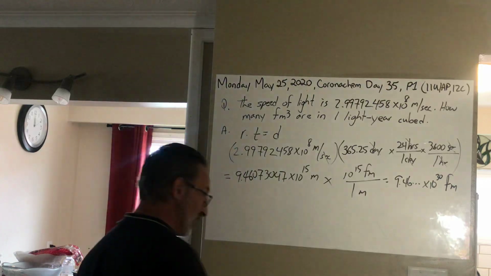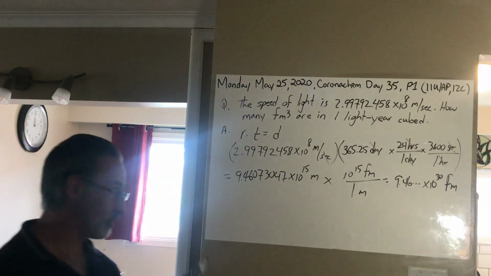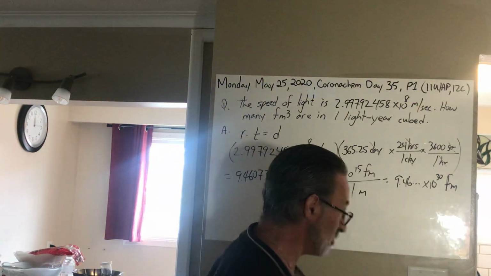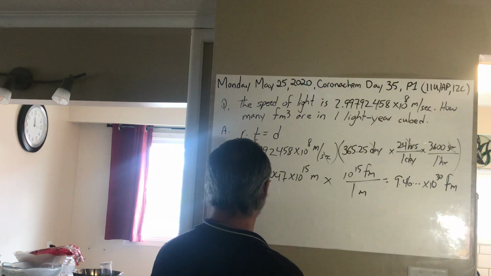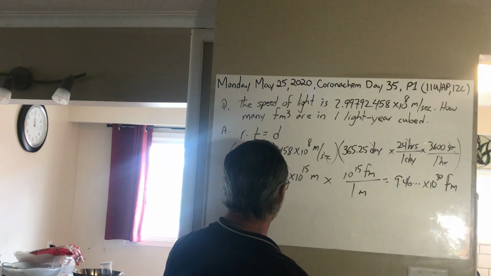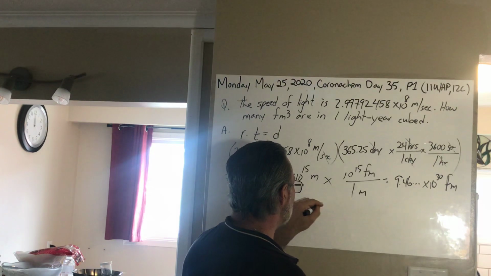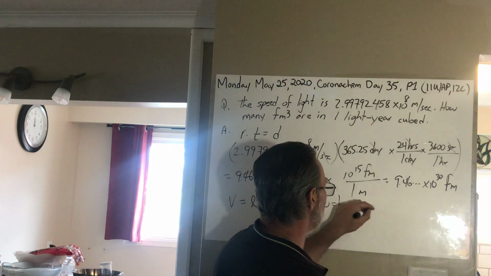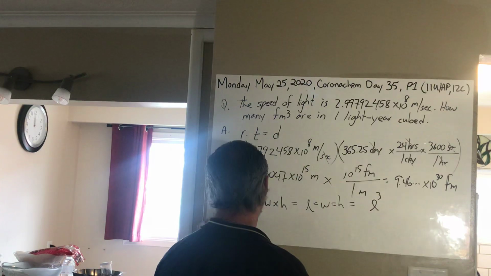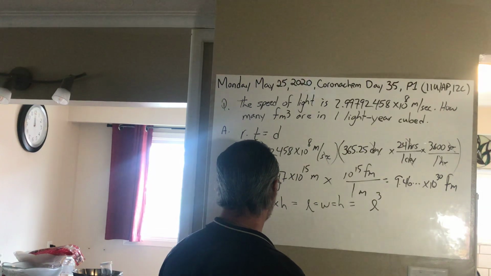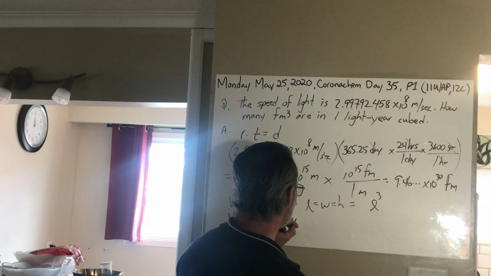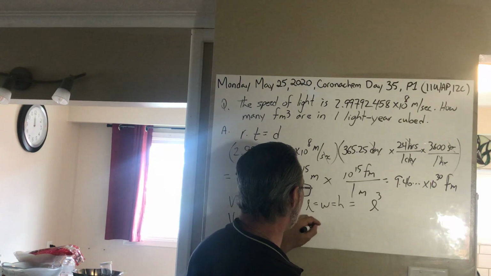Now, we haven't found the volume of the cube in femtometers. We've only found the length of one edge of that cube. But as you recall, the volume of a cube is equal to length times width times height. Because we have a cube, length equals width and it equals height, so you can also say length cubed. So the volume of our cube is L to the power of 3, which equals 9.46, etc., times 10 to the 30 femtometers raised to the power of 3.